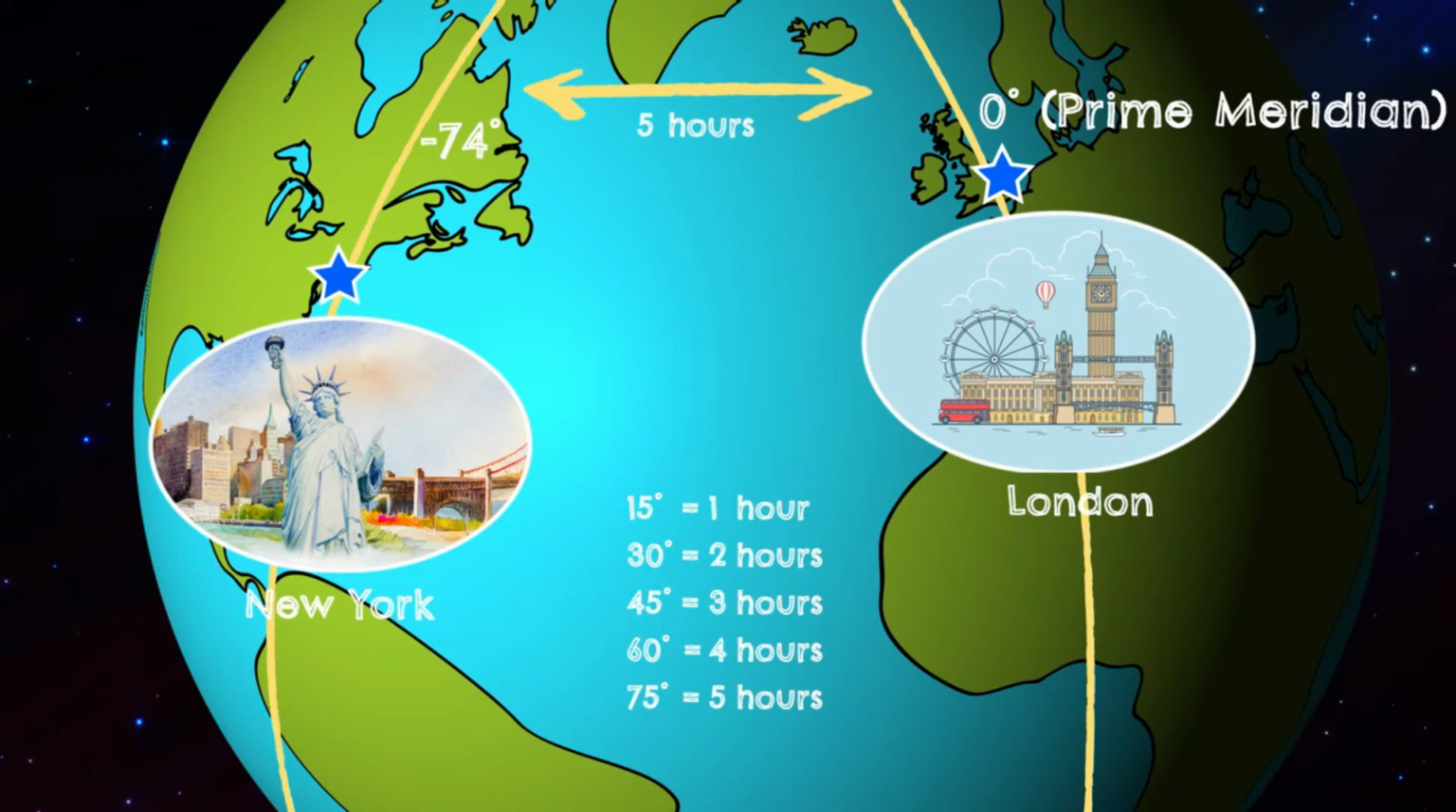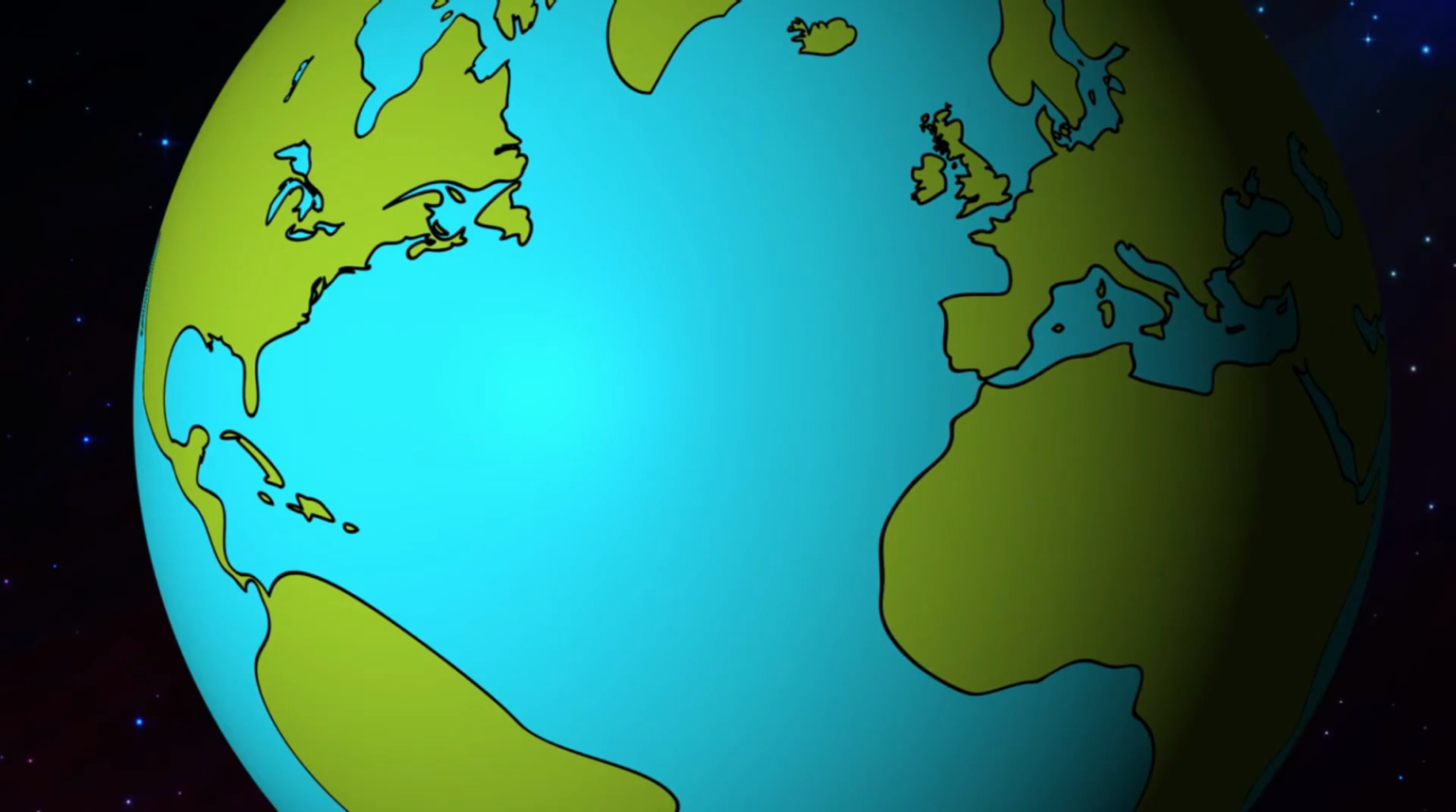The prime meridian marks the baseline time zone, which is called Greenwich Mean Time, in short GMT. All other time zones are measured relative to GMT.